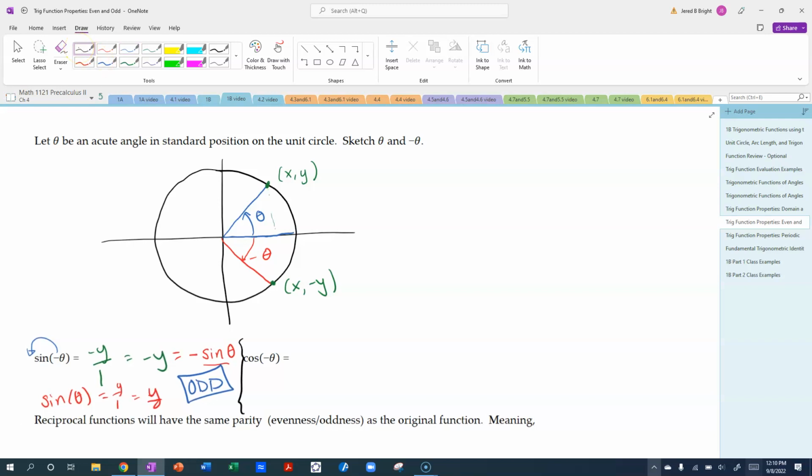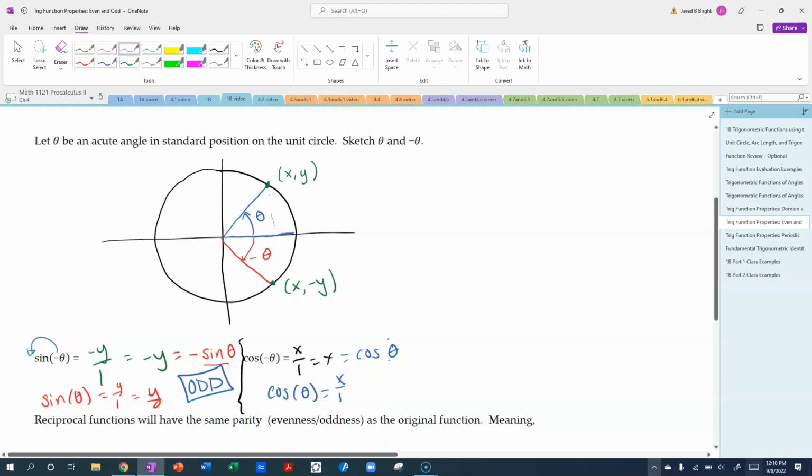Cosine of minus theta, right? So I'm down here. Cosine is x over 1, which is just x. And if I compare that to cosine of just theta, cosine of just theta would be x over 1, which is exactly the same as what cosine of minus theta was. Okay, so since these are the same, this is going to be even.